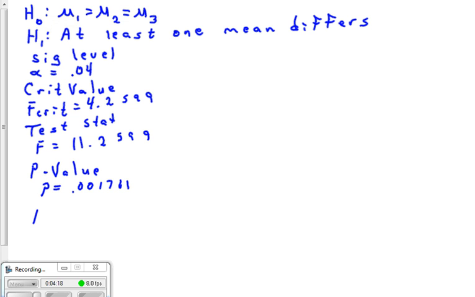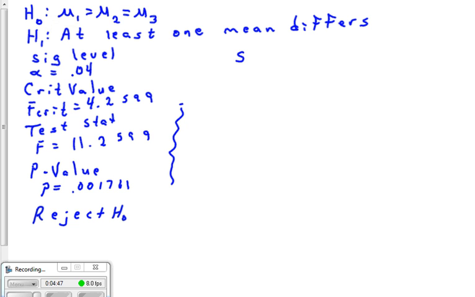So that's a reject H sub 0. Our p-value is less than alpha, and our F test stat is greater than our critical value. And remember, these all came from the computer, all from the computer here.